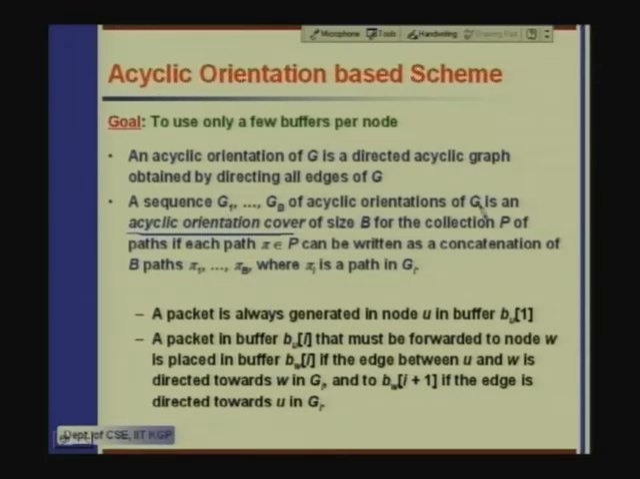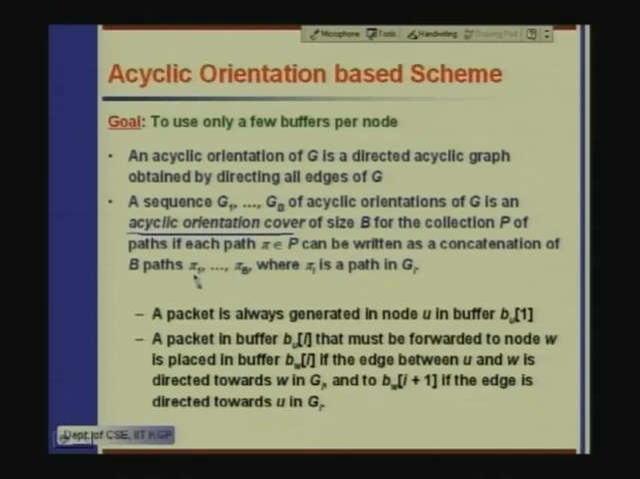but we will say that this collection of B graphs is an acyclic orientation cover for a collection of paths P if every path can be written as a concatenation of B paths, okay, where we have pi 1 through pi B, where the ith path is in the ith graph. Okay. Again, these paths can consist of a single vertex also. It is not necessary that you have to have edges in each of these paths. All right.